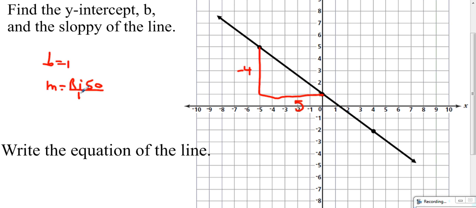So rise over run. Right, so the rise is -4. The run is 5. Let me double check that. 1, 2, 3, 4, 5. Good. So -4 over 5, you have the slope and the y-intercept. So now we can have the equation of the line is -4 over 5x, because that is your slope, your rate of change, and all of that. And then it crosses at 1. That's the equation of that line.